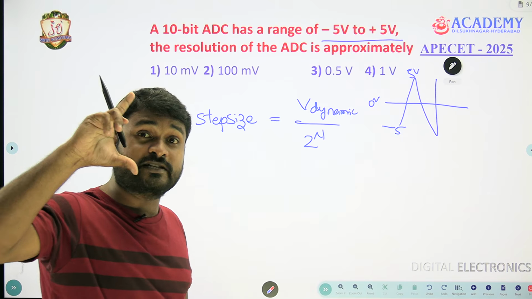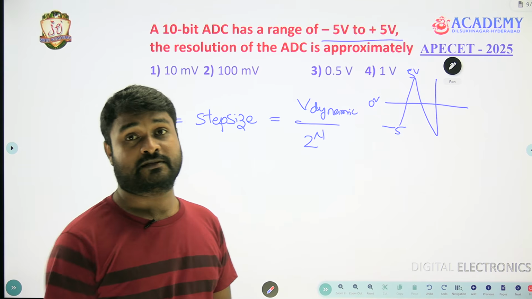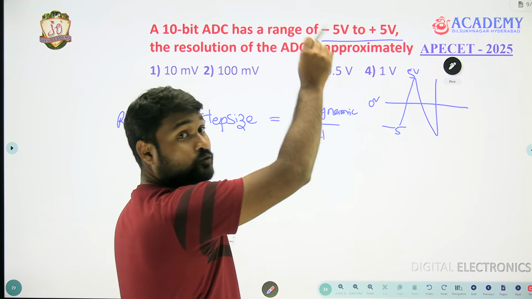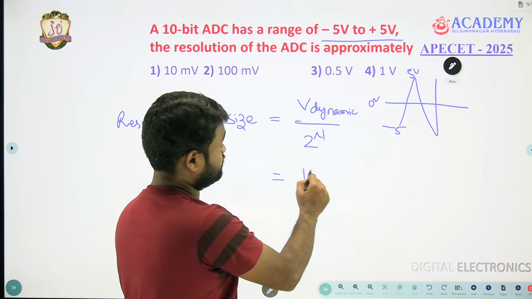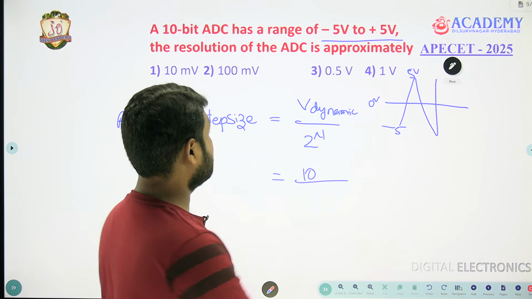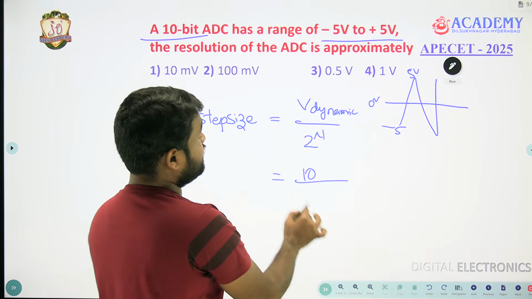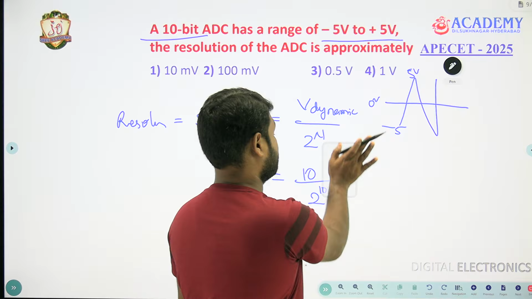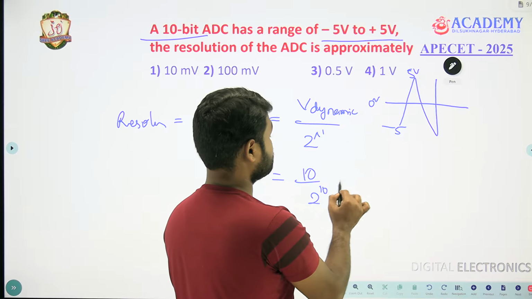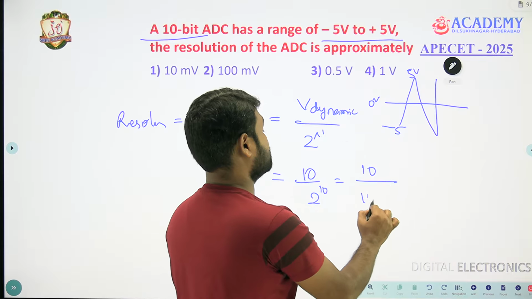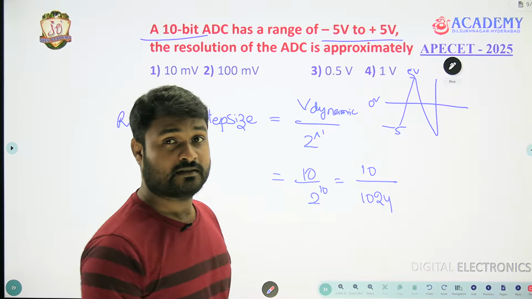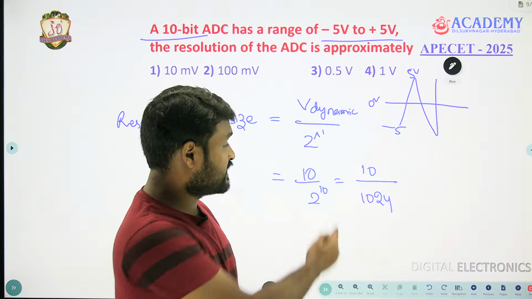Dynamic voltage of the full signal divided by the number of steps. V dynamic range is nothing but total voltage. Here minus 5 to 5 is nothing but a 10 volt change. 10 volt change divided by 2 to the power n. N is 10 bit, as given, so 2 to the power 10, which is 1024. That's going to be 10 divided by 1024. Approximately how much? 10 divided by 1000, I am considering it as 1000.